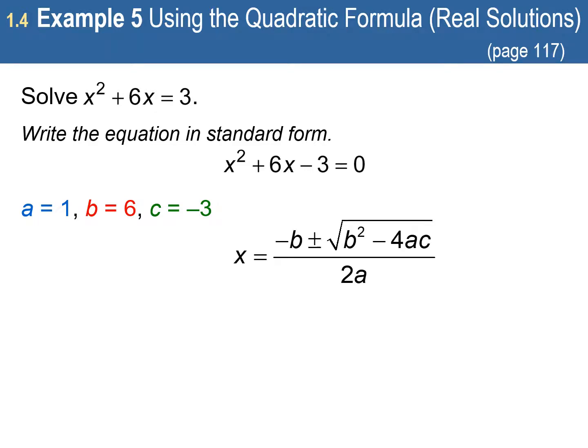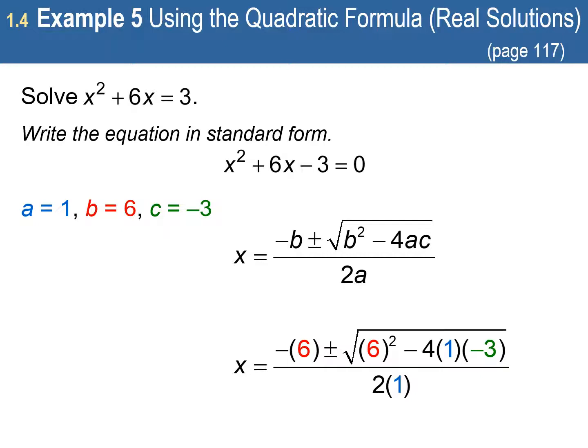So substituting into the equation, substitute it in exactly. I need to see the negatives where the negatives are, even if it becomes positive. So it's going to be negative 6 plus or minus the square root of 6 squared minus 4 times a, which is 1, times c, which is negative 3, all over 2 times 1. On your papers, I need to see this exactly as this is, with the parentheses and the values plugged in.